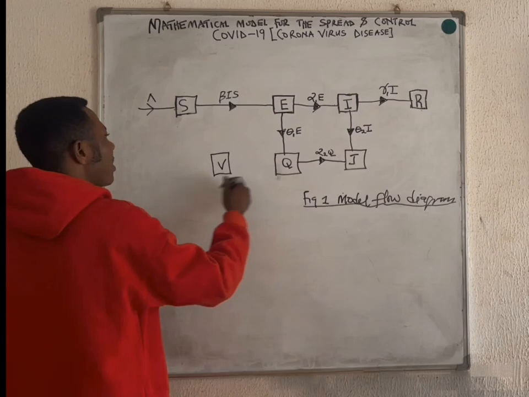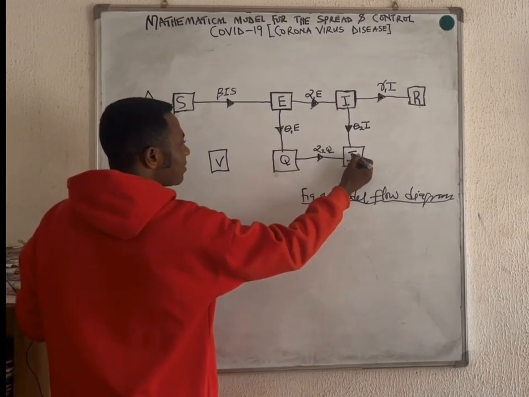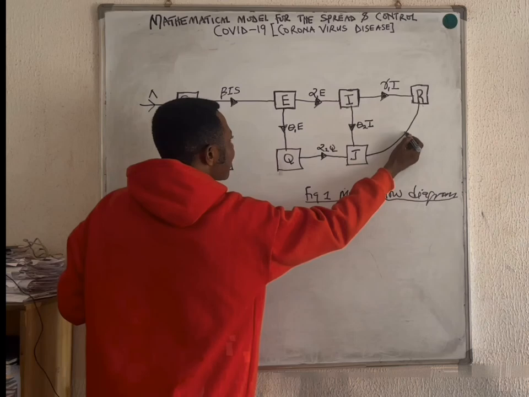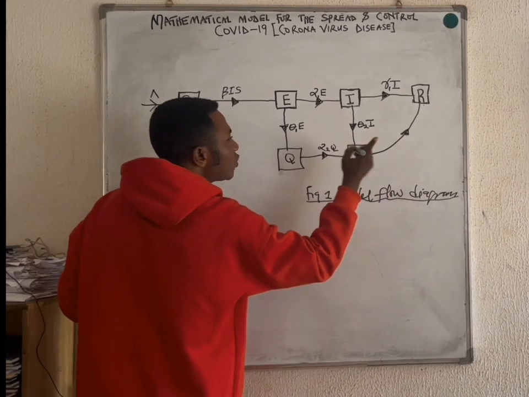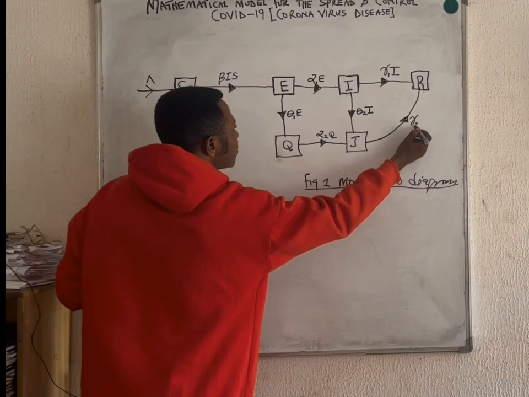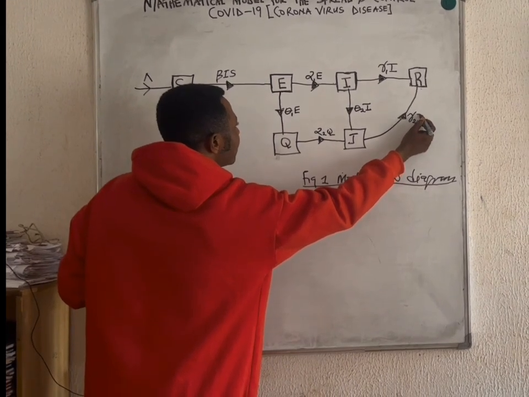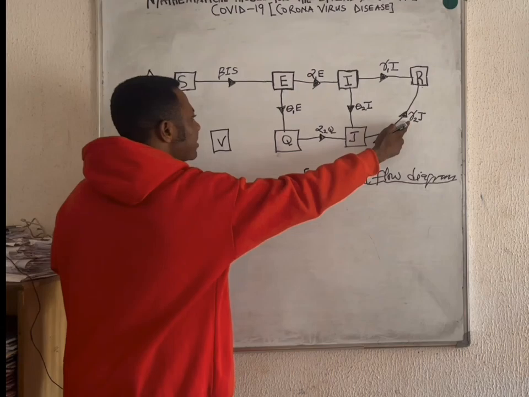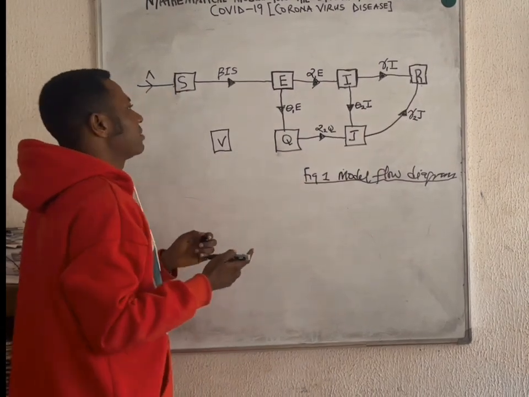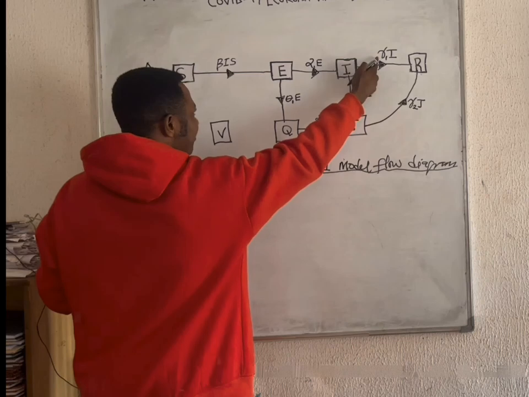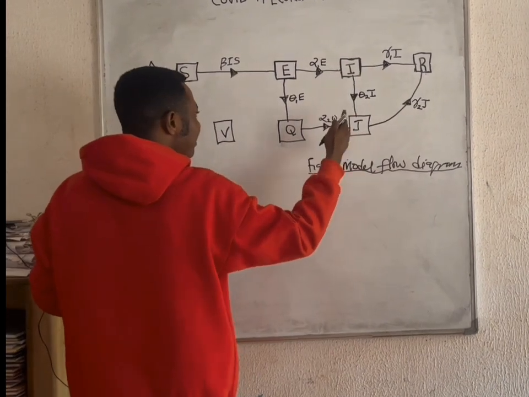Now, these people are isolated for treatment. They can recover. Let's call it recovery due to treatment. So let's call it gamma 2 J. Look at this one. Gamma 1 means natural recovery. But this one is recovery due to treatment from the isolation center. So this recovery is always higher than this one because these people are receiving treatment.